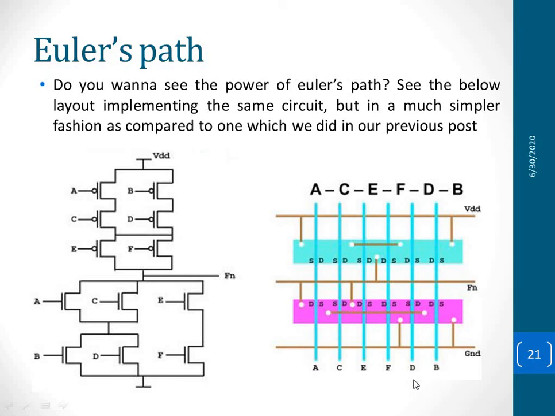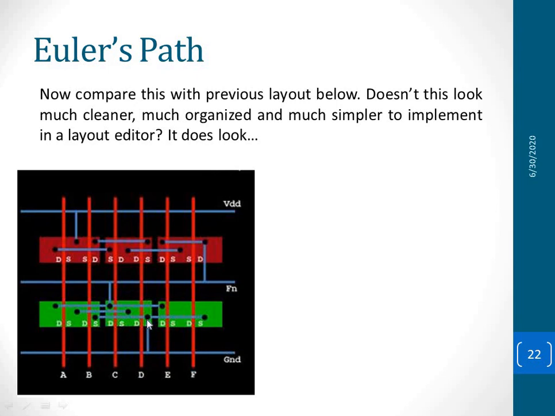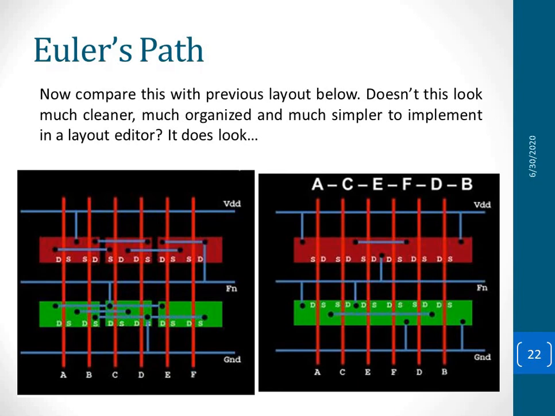So in this case you can see I have placed in this order for both pull up and pull down. Otherwise, if you see the previous result A, B, C, D, E, F, see there are overlaps, complicated connections and overlaps. Here you can see the connections are quite simple. So this looks good, A, C, E, F, D, B. So I hope you have understood what is Euler path, how to draw the stick diagrams, and what are the stick diagrams for complex circuits.